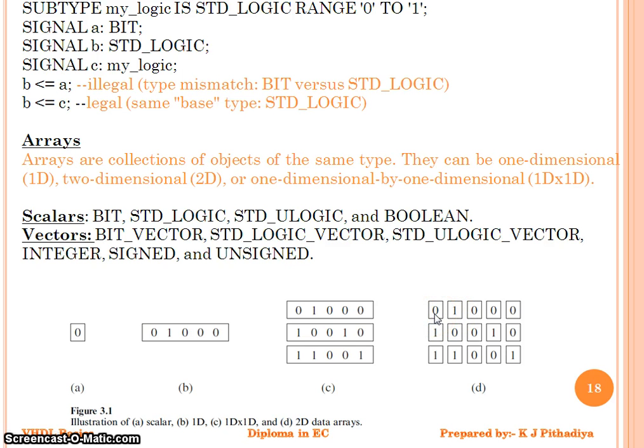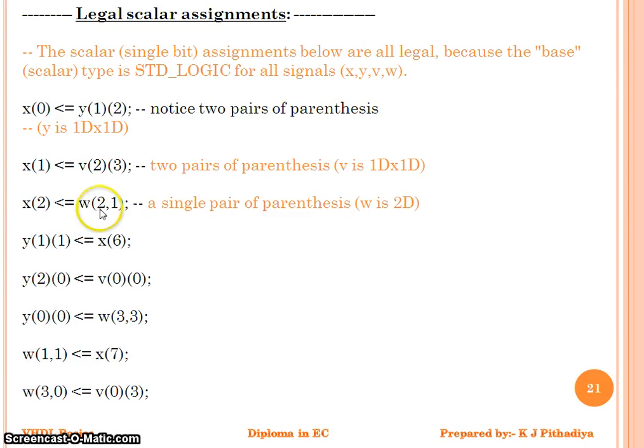So this may be known as 0 comma 0, 0 comma 1, 0 comma 2, 0 comma 3 and onwards. So same as we can go for 2 comma 1. That is again a scalar value that is assigned to x of 2. Now x of 6 is again a scalar, assigned to y of 1, 1 of 1, v of 0, 0 of 0, 2 of 0, 3 comma 3, 0 of 0. So all are legal, because the base scalar type is std_logic for all signals. So the assignments below are all legal.